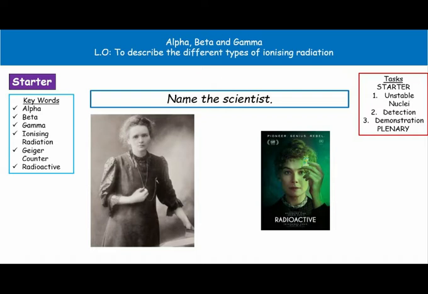Hopefully we did manage to identify that scientist as Marie Curie. Now, Marie Curie was actually born in Poland back in 1867, and the reason she's quite famous is she was actually the first woman to win a Nobel Prize, and actually the first person and the only woman to have won 2 Nobel Prizes. And she's the only person to win a Nobel Prize in 2 different sciences.